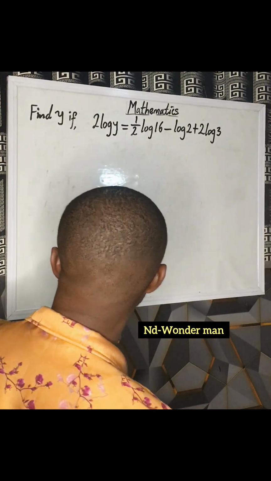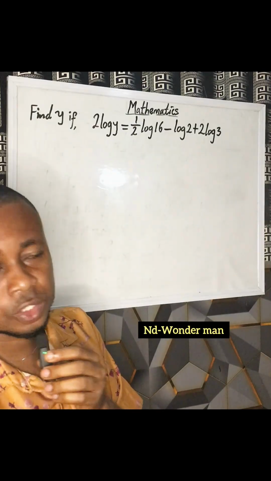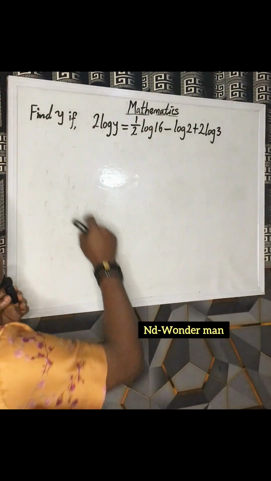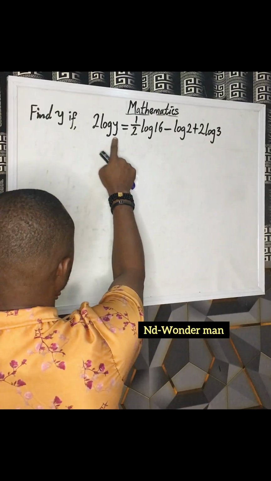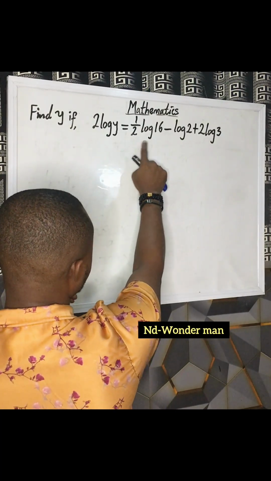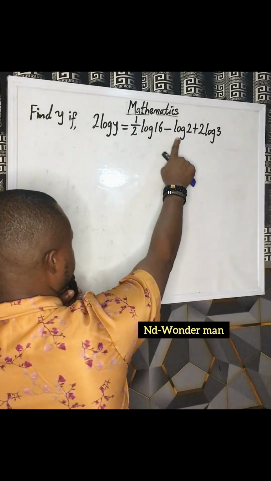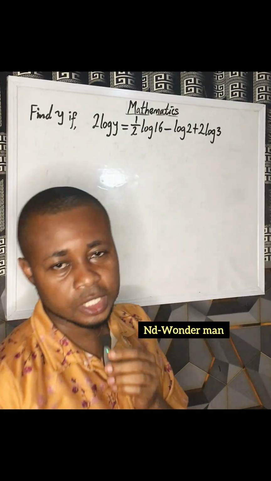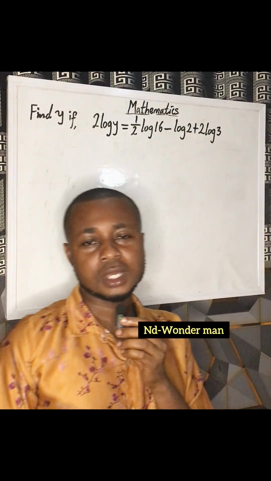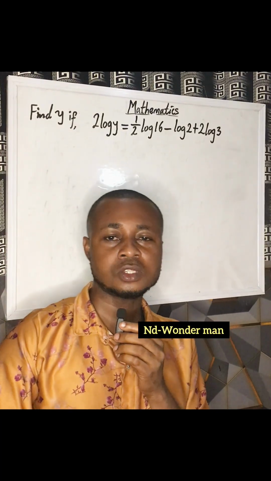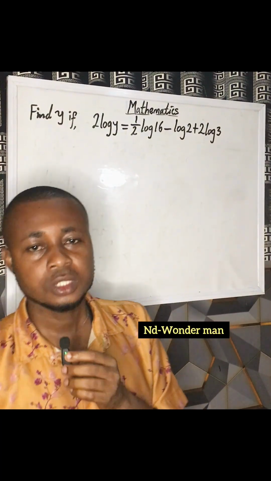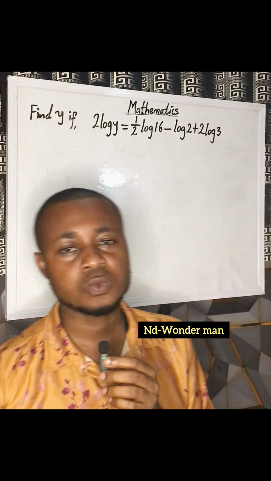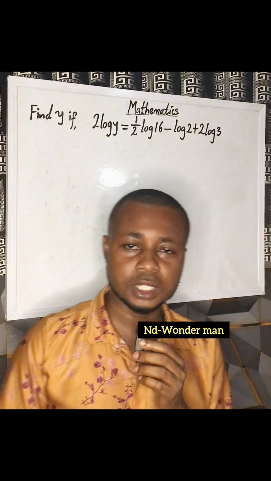I have a logarithmic equation given and the question reads thus. Find y if 2 log y is equal to half log of 16 minus log 2 plus 2 log 3. You know logarithm of a number as the power to which a base must be raised to give an ordinary number. So that is what logarithm is.